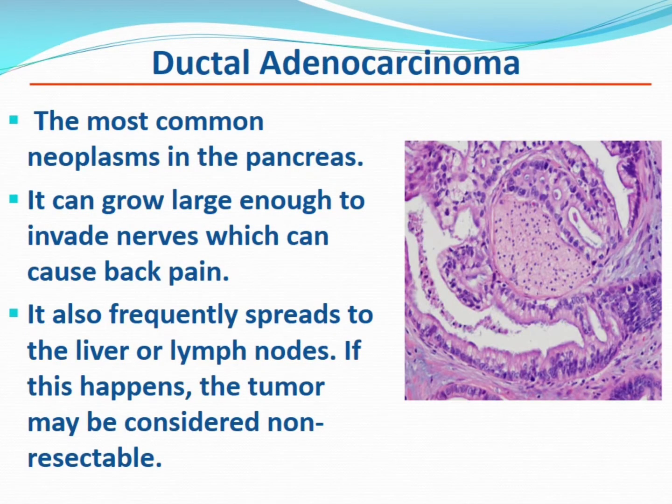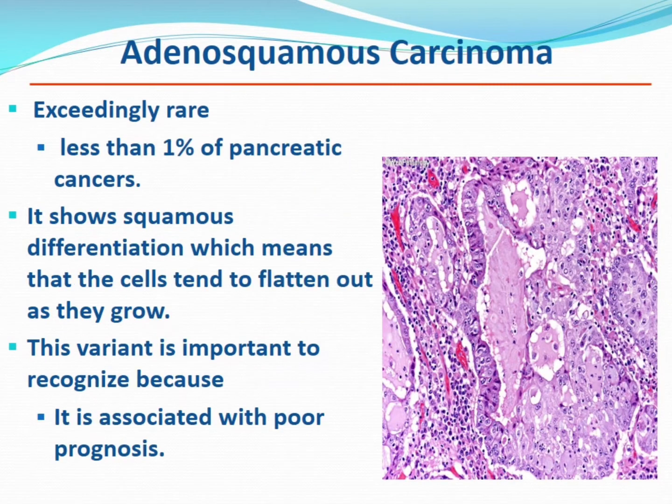The ductal adenocarcinoma is the most common pancreatic neoplasm. It can grow large enough to invade nerves, which can cause back pain. It frequently spreads to the liver and the lymph nodes. Adenosquamous carcinoma is exceedingly rare. It accounts for less than 1% of pancreatic cancer. It shows a squamous differentiation. This variant is important to recognize because it is associated with poor prognosis.